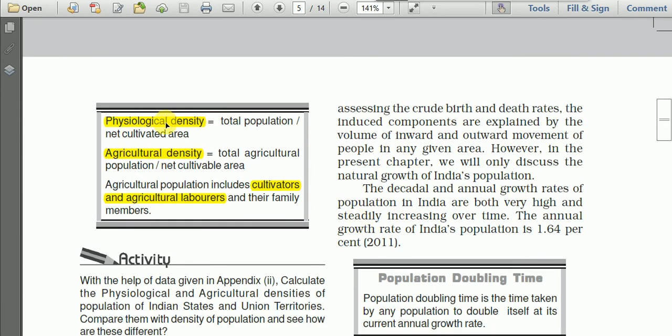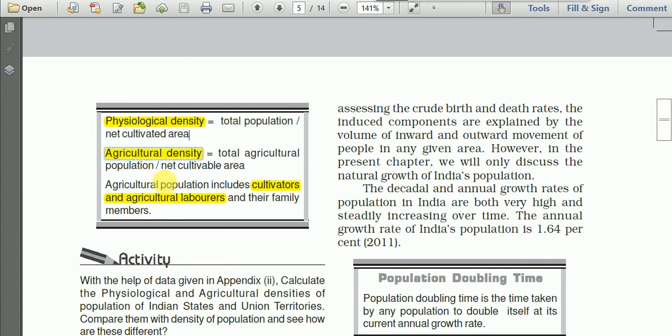See here, physiological density is calculated by dividing the total population by the net cultivated area. So this will give a clear picture of the man-land ratio. The pressure of human beings on land is clearly indicated. We have to divide the total population by the net cultivated area, the area under agricultural field.